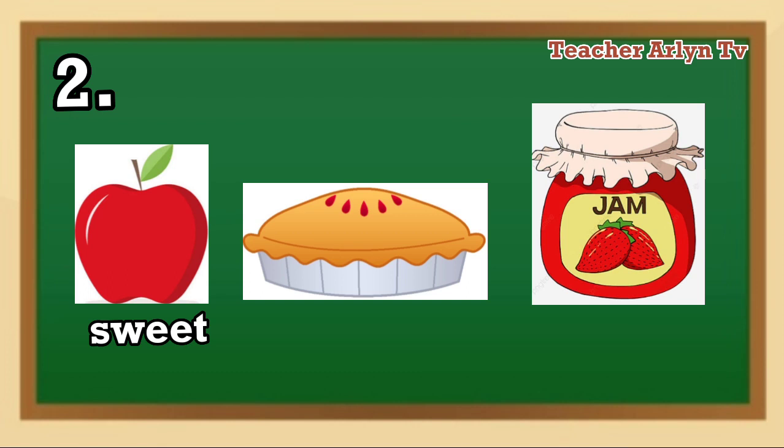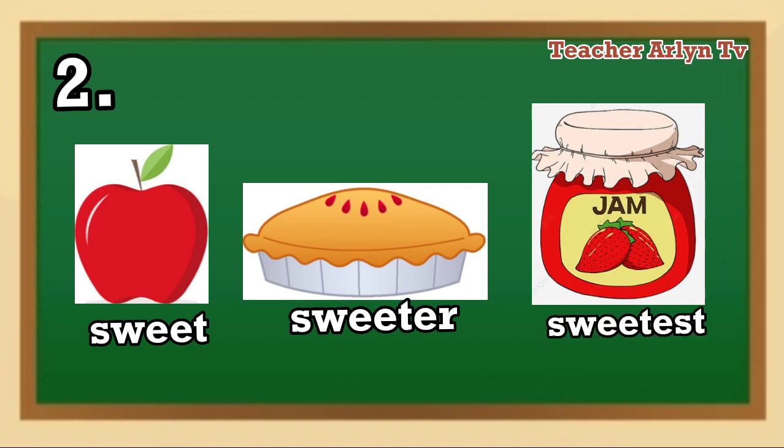Number 2. The positive word is sweet. In comparative degree, the word is sweeter. The pie is sweeter than an apple. In superlative degree, the word is sweetest. The jam is the sweetest among them all.